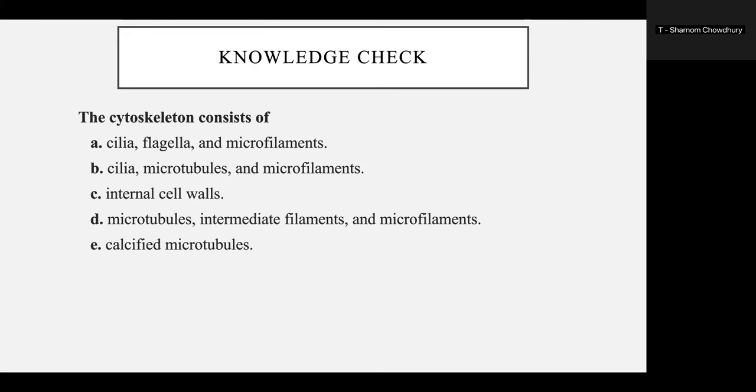Now we'll go to this question. What does the cytoskeleton consist of? All right, this one everyone got right. It's correct: microtubules, intermediate filaments, and microfilaments.